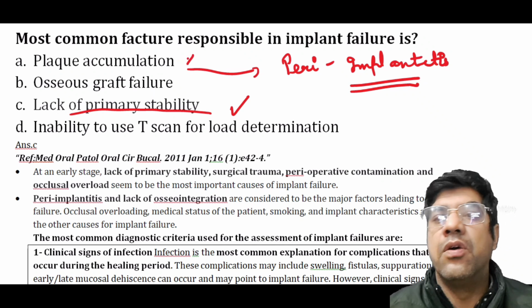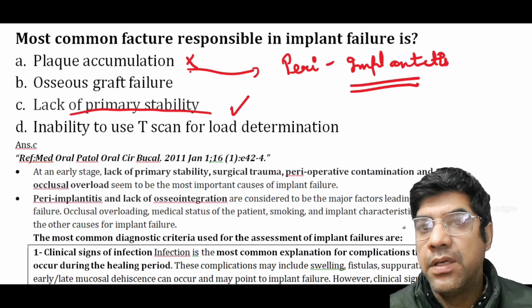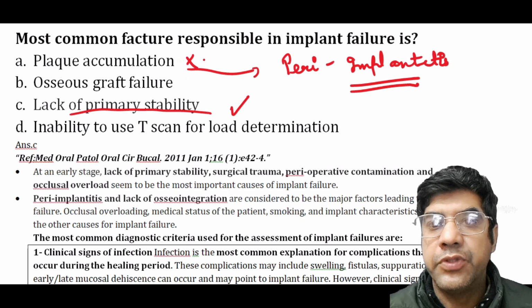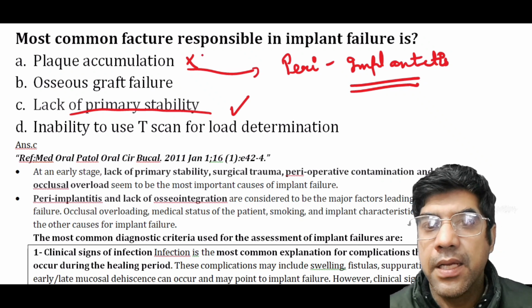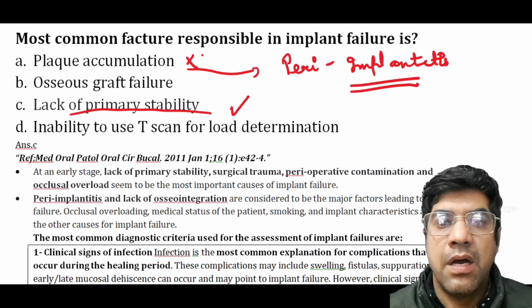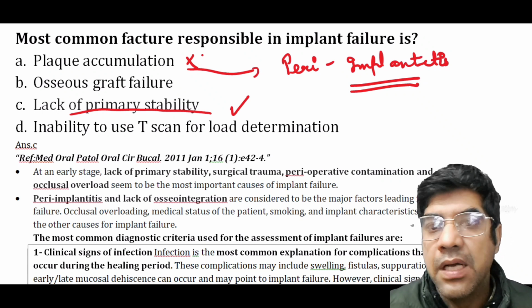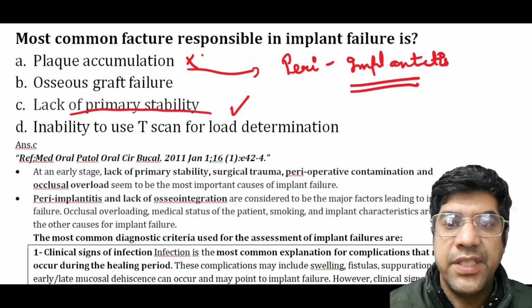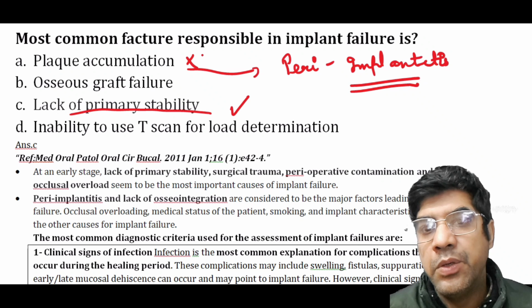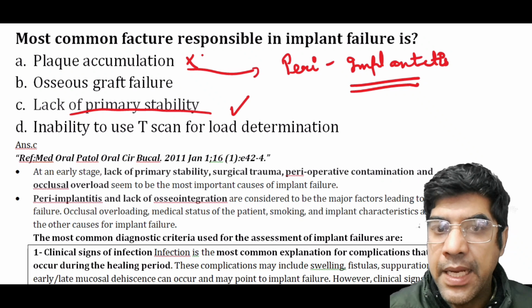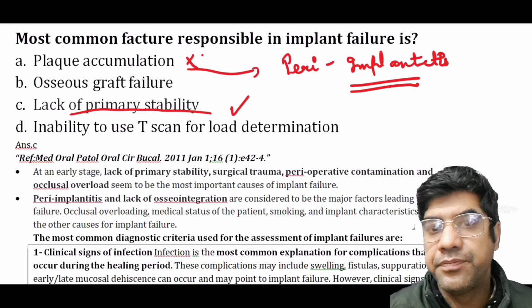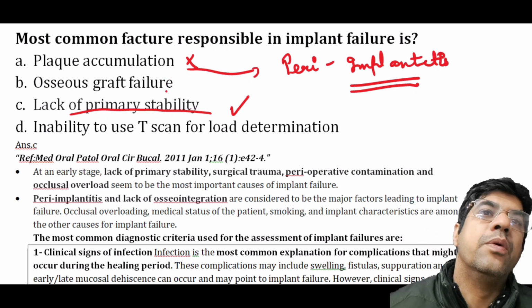The second is the osseous bone graft. In cases where bone grafts are used to augment the jaw bone before the implant placement, graft failure can occur if the graft does not integrate with the existing bone. So insufficient integration of the bone graft can lead to inadequate support for the implant. That would ultimately affect the stability and the osseointegration. So the lack of integration can lead to implant failure.